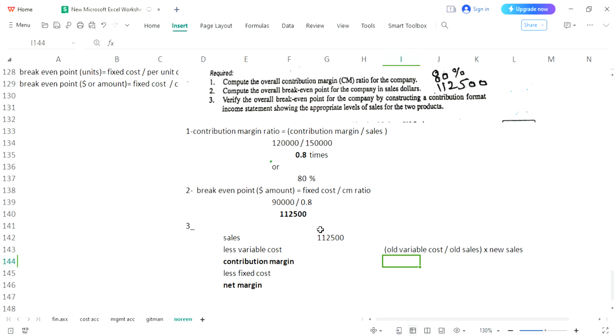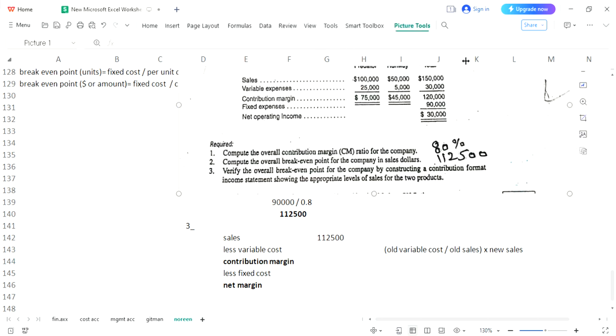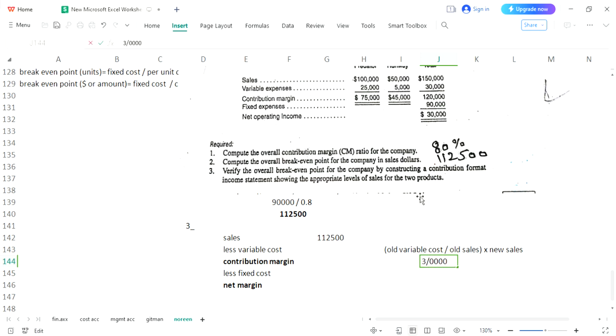Alright, here we have our question where old sales and old variable cost are mentioned. You can see over here variable expenses are 30,000 and old sale was 150,000. So you are free to write here variable cost 30,000, divided by old sales, which is 150,000. Since both elements are present over here, they are old sales, old variable expenses, old contribution margin, old fixed expenses, whichever is given in the question.